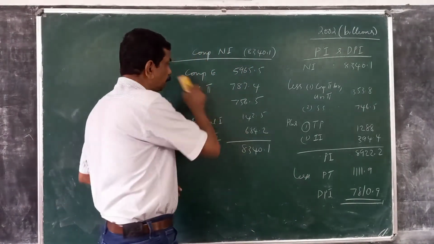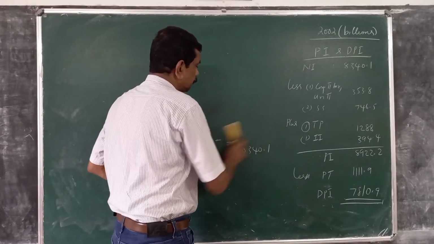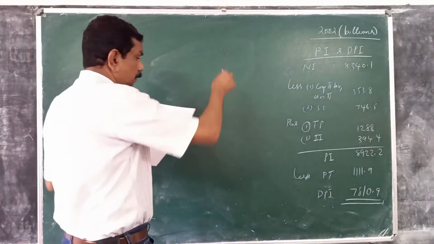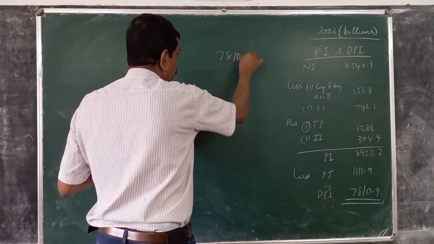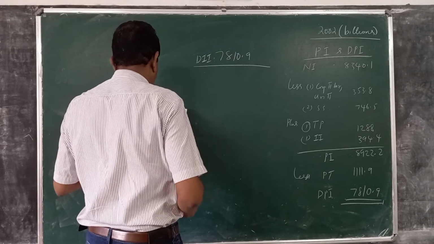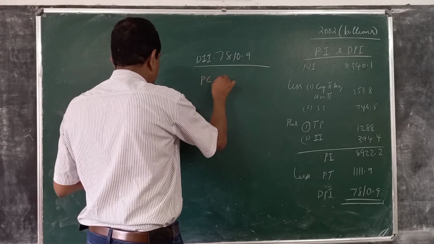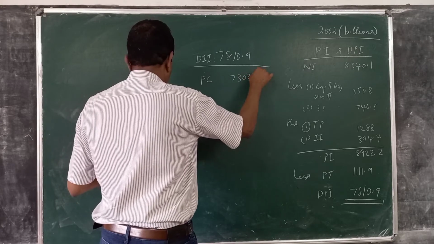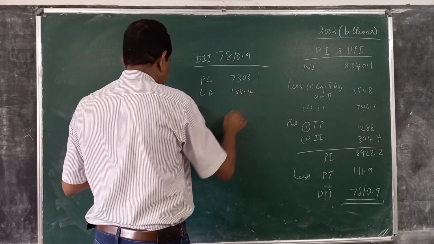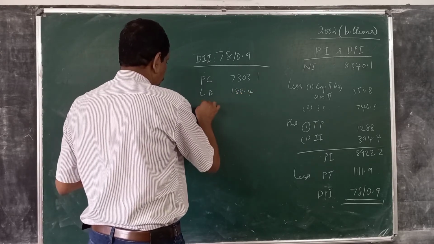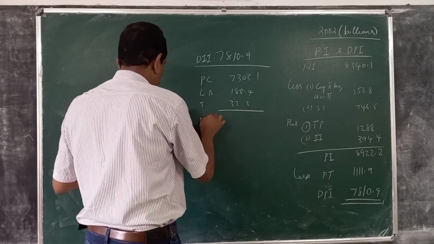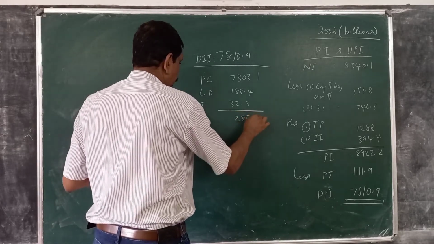Now, this disposable personal income is divided into what is known as 7810.9 disposable personal income. Of this, personal consumption is 7303.1, loan to business 188.4, transfer to foreigners, etc. 320, and personal savings is equal to 285.9.